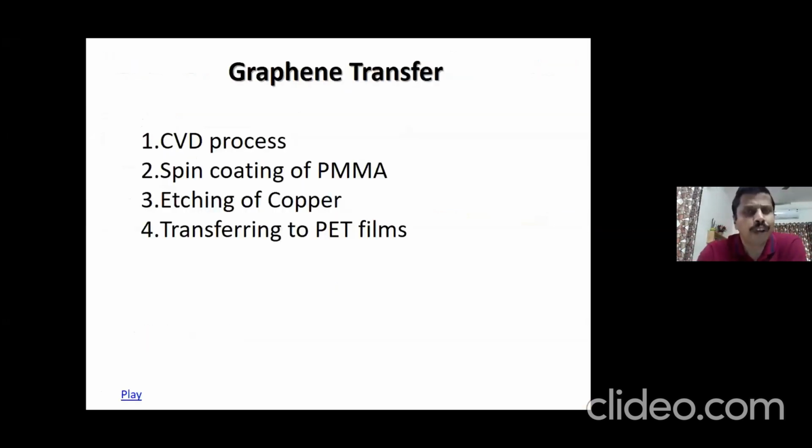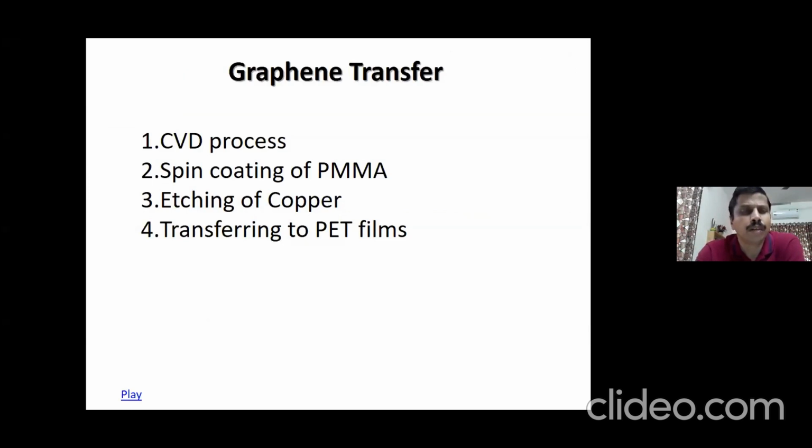And if you want to transfer this graphene, you have to do some steps. For example, after the CVD process, you can just spin coat some polymethyl methacrylate, PMMA, solution onto this copper graphene piece.